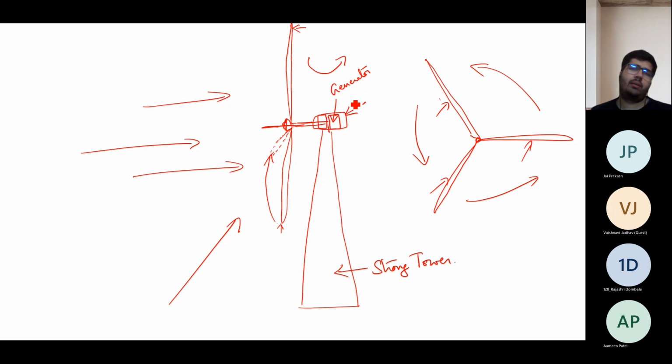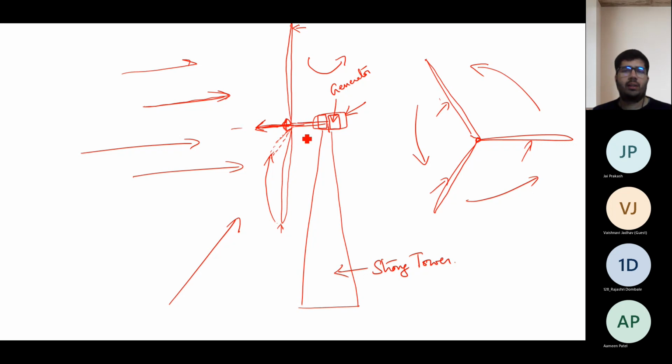Here you can see a diagram. This is a horizontal axis wind turbine. This is the axis, and this is the wind velocity. The turbine axis is horizontal to the wind flowing axis, so that's why it's horizontal, or you can say this is the horizontal axis of the wind turbine. The winds are striking the blades and rotating them.